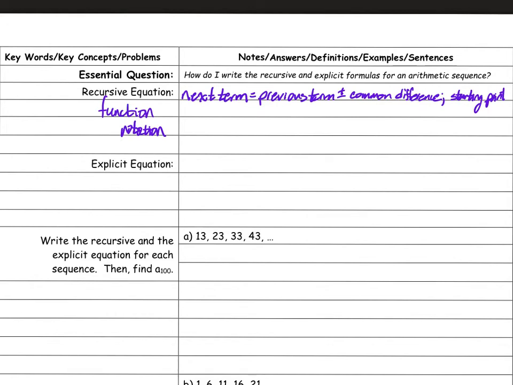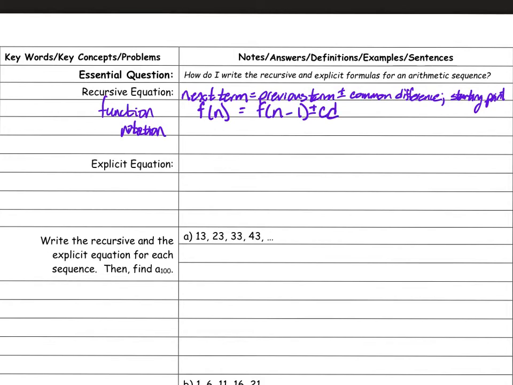So how do I write my next term? Well, my next term mathematically would be f of n. n is my term number. What number that is? Is it term 1, term 2, term 3, term 4? Which term am I trying to find? And then to find my next term, I take my previous term, and my previous term is just n minus 1. So if I'm trying to find term 3, I'm going to do 3 minus 1, which is term 2. I'm going to take term 2, and I'm going to do something to it. Well, what am I going to do to it? I'm going to add or subtract my common difference.